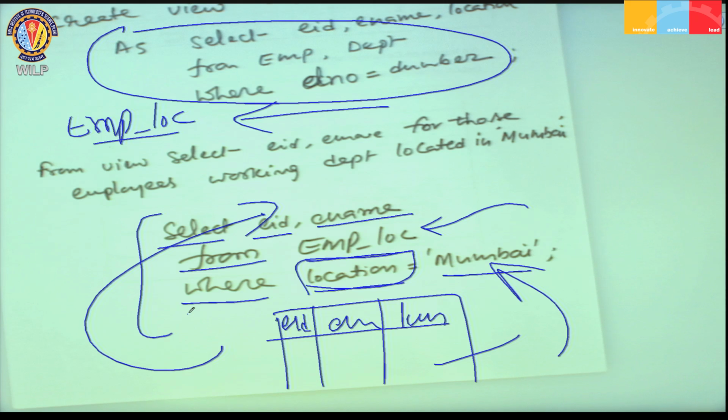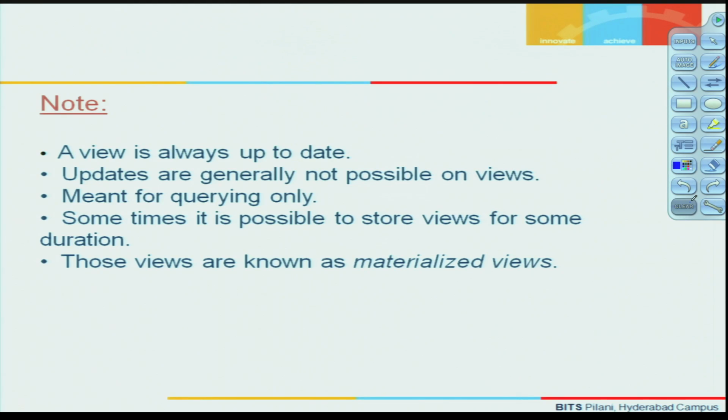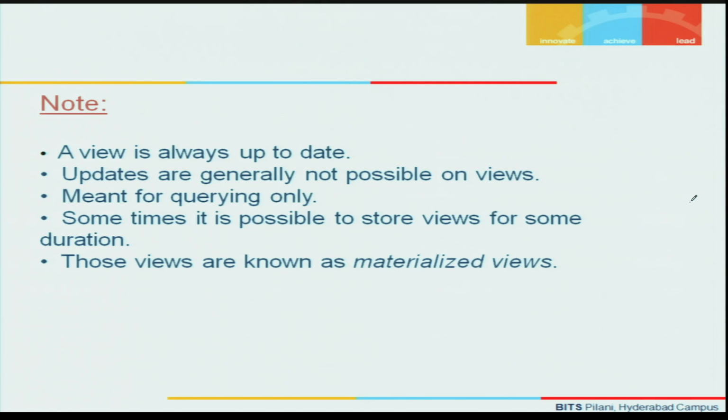A very important point to be noted is, a view is always up to date. Updates are generally not possible on views because it is more complex. Of course, if some conditions are satisfied, that is, if a view is created on only one relation, it could be possible, and if the view includes a primary key attribute of that base relation, then it may also be possible. So, most of the time these views are meant only for querying purposes. Generally, we will not perform update operations on these views.